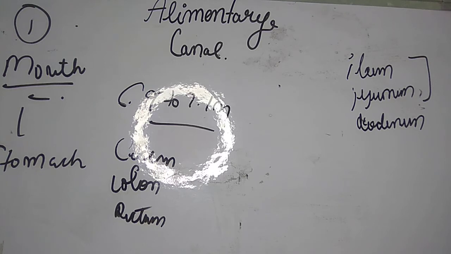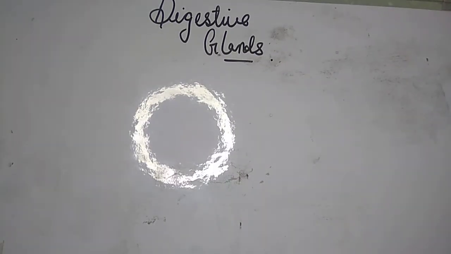So now we have talked about digestive organs. Now it's the time for digestive glands. First gland is the salivary gland. Salivary gland secretes the salivary amylase, which converts starch into sugars, and its pH is about 7 because it is 95% water.